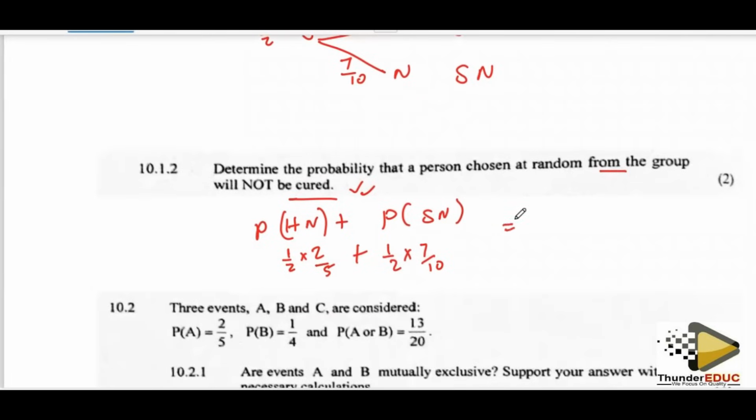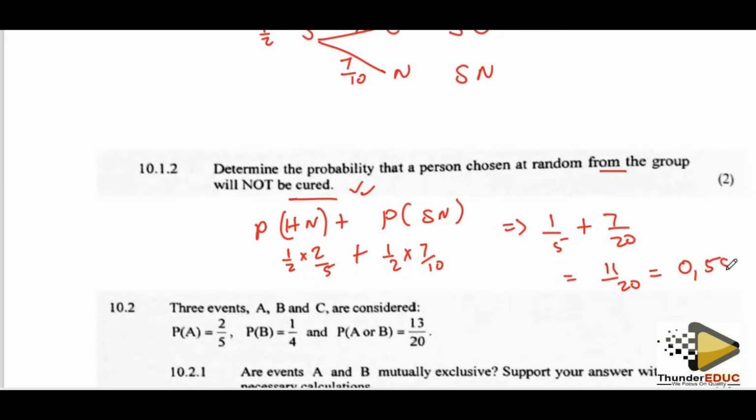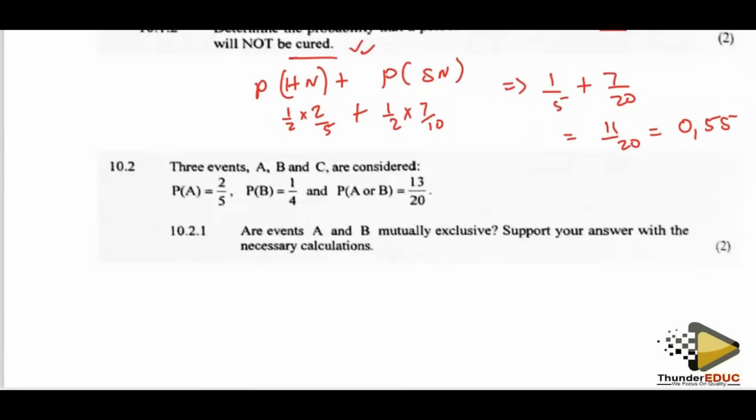That's going to be 1 over 5 plus 7 over 20. Just put this in your calculator: 1 over 5 plus 7 over 20. That's 11 over 20, or 0.55. Then 10.2.